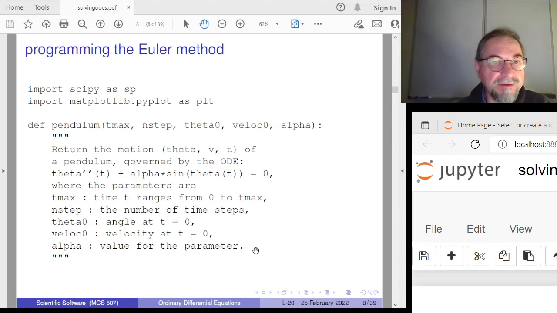We can program everything ourselves. So this is done here. So the pendulum is a simple differential equation, and our forward Euler method will work. So here is the definition of the function. So with the documentation string, what we give in as the parameters is the end of time, the t max, the number of steps, the initial angle and the initial velocity, and then the value for the parameter, the gravitational constant over the length, which is alpha.